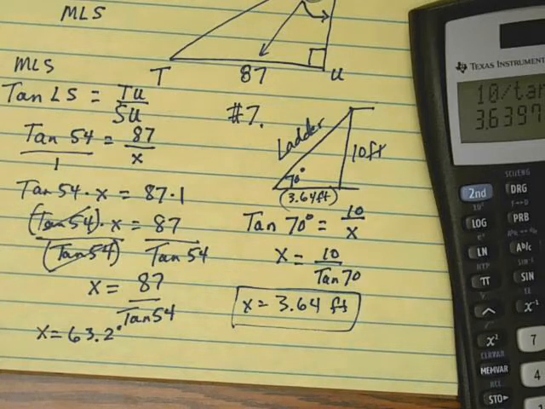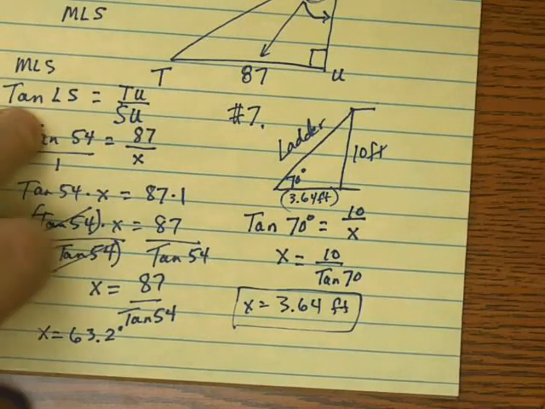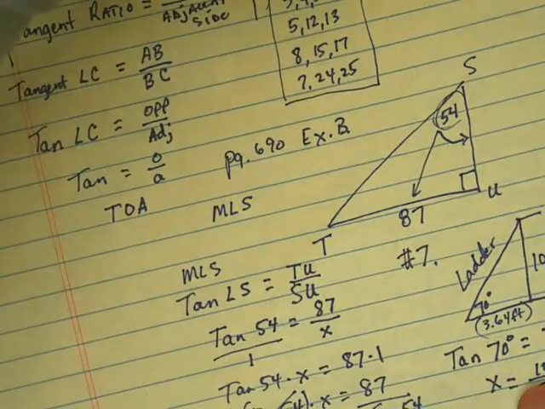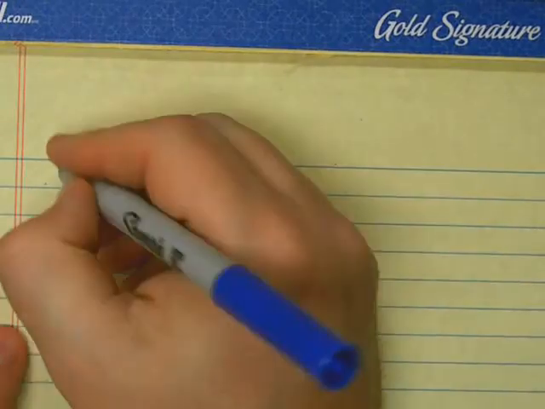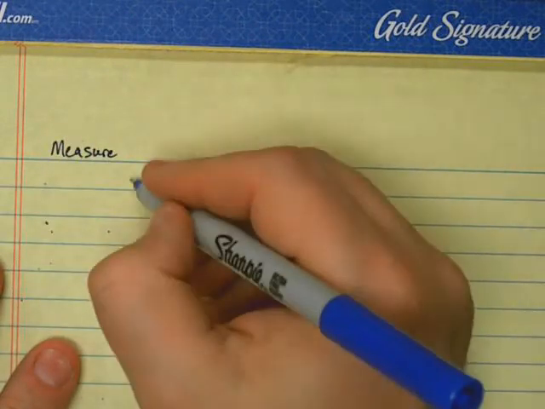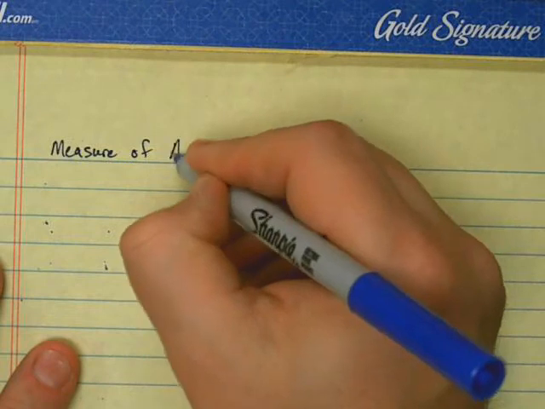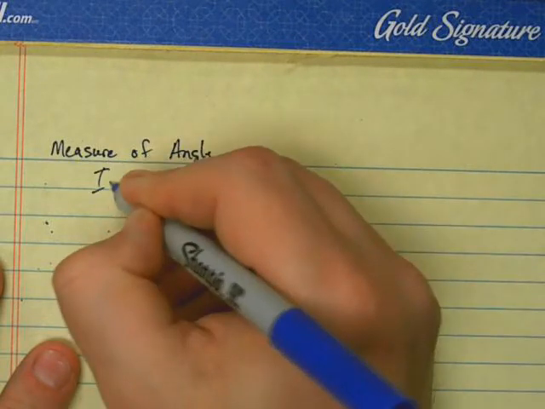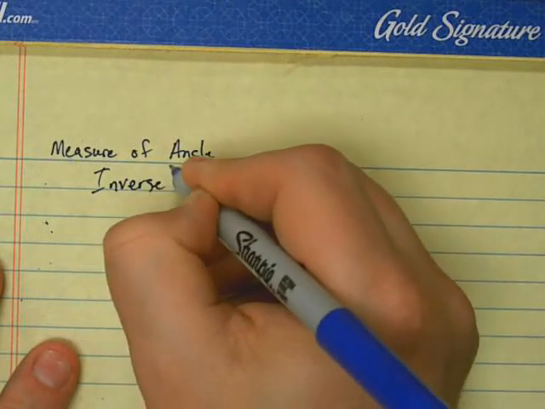Round to the nearest hundredth. Questions? Good? All right. Let's do one more type of problem. And on this one, we're going to find the measure of the angle. Okay, so now let me make this note, because you need to make this note. Whenever you're finding the measure of an angle, you need to use the inverse.